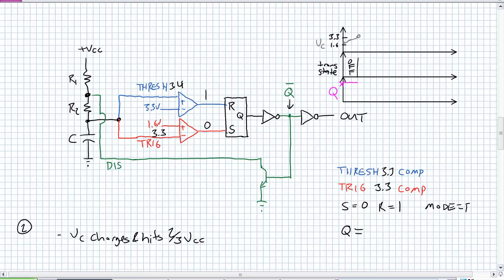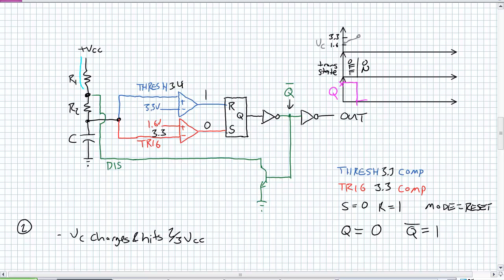What are we doing here? We're resetting that flip-flop, that SR latch. What happens? Q goes to a 0. What happened is not Q goes to a 1, and that transistor turns on at that moment. So again, what did we do? Q went down to a 0.